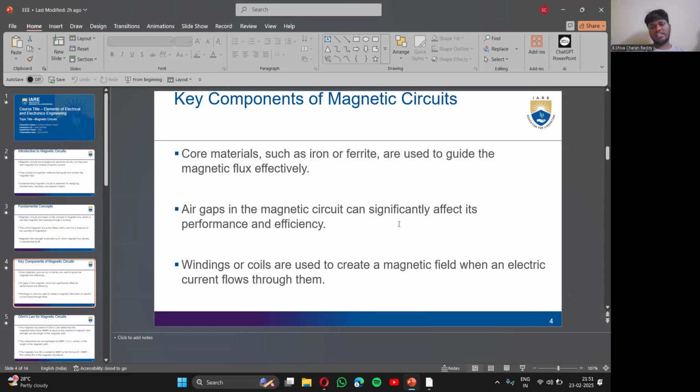Core materials such as iron or ferrite. Ferrite is a compound of iron. These are magnetic materials which are used to guide magnetic flux more effectively. Air gaps in a magnetic circuit can significantly affect its performance. They should be completely closed and solid to improve efficiency. Windings or coils are used to create a magnetic field when electric current flows through them.